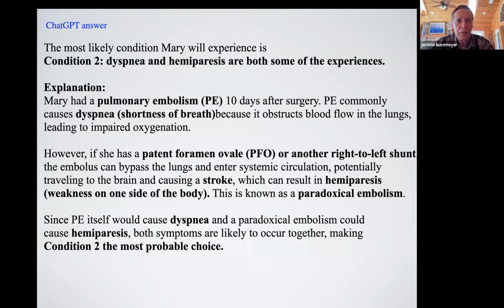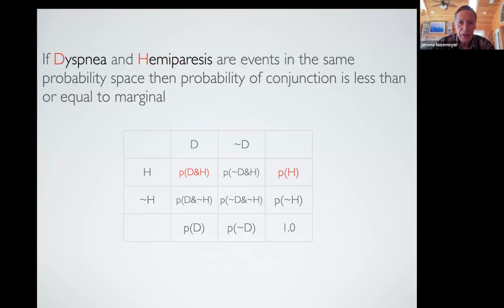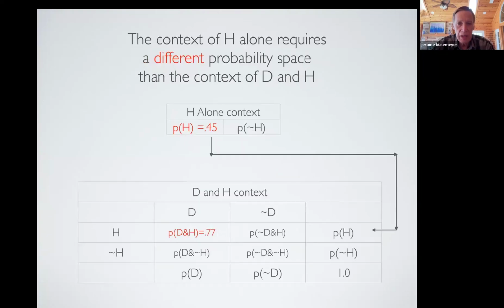Okay, here's what ChatGPT said. The most likely condition Mary will experience is condition two: dyspnea and hemiparesis are both some of the experiences. And then ChatGPT went into a convincing medical explanation of why you might expect dyspnea and hemiparesis to both be some of the experiences. So that's directly contrary to this common sample space for all these events. It seems like you need to separate these sample spaces.